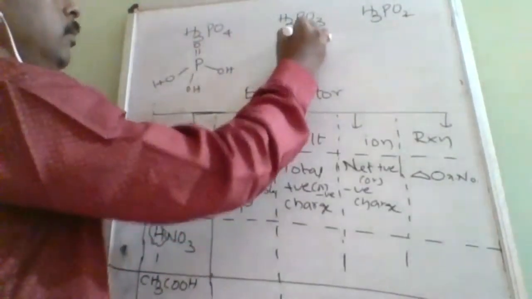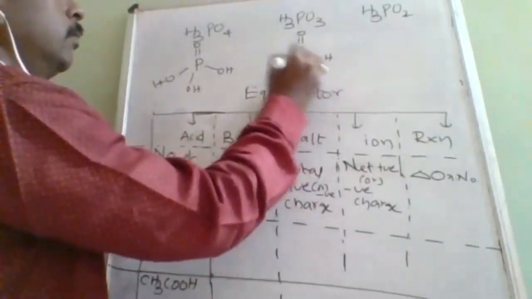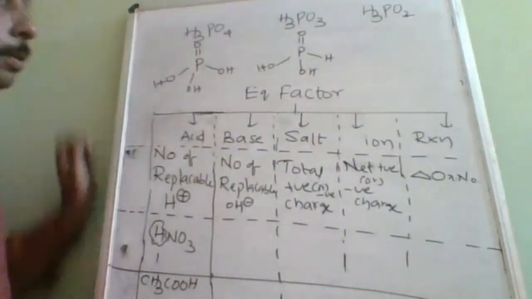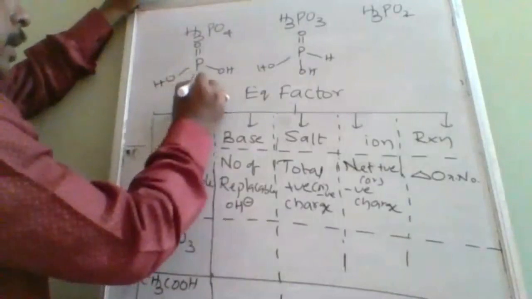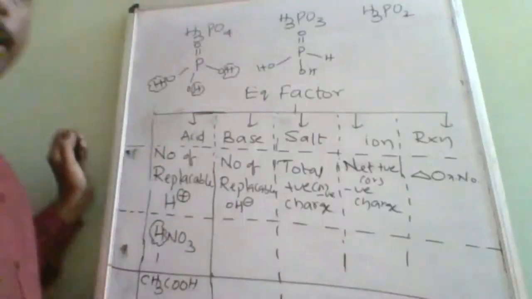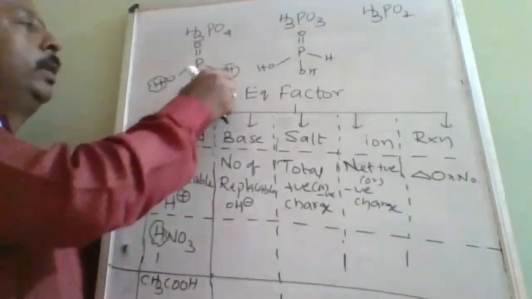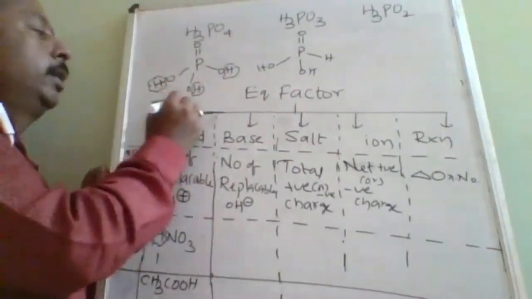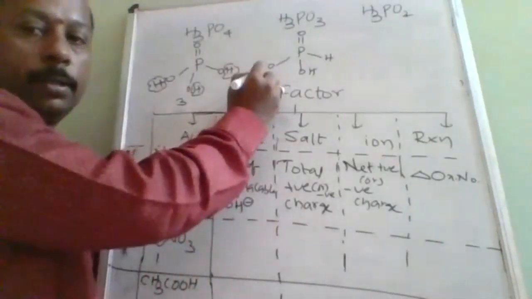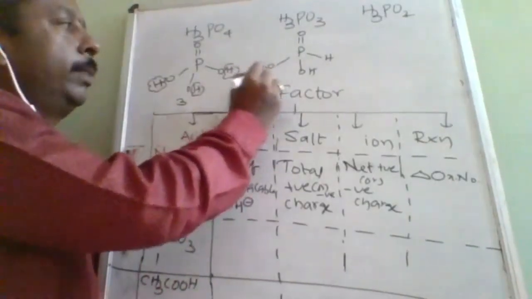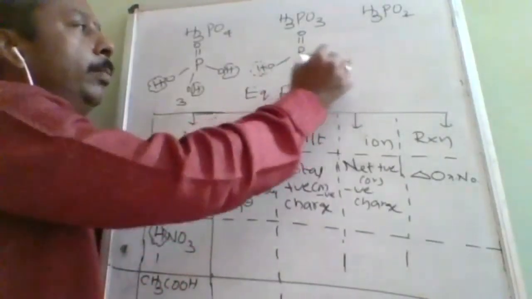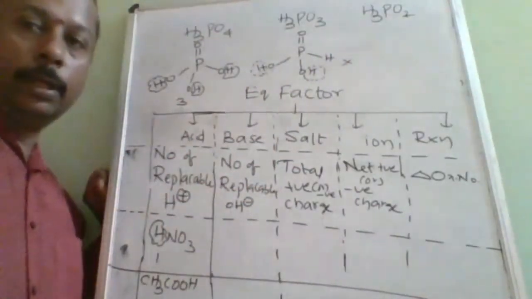That structure you will draw. See here, only hydrogens which are directly connected to oxygen are replaceable. So how many hydrogens are replaceable? 1, 2, 3. So its equivalent factor is how much? 3. Is this replaceable or not? Very good. This is replaceable because it is directly connected to oxygen. Is this replaceable? Yes. Is this replaceable? No, because it is not directly connected to oxygen.